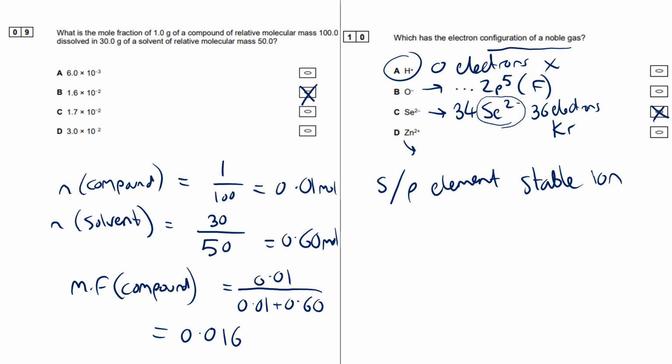Transition metals, when they become ions, they will lose their 4s electrons first. So Zn normally has 30 electrons. So it normally ends in 4s2 3d10. When it becomes its stable ion, Zn2 plus, it just loses its 4s2 electrons and ends in 3d10. So that's not got the electron configuration of a noble gas.